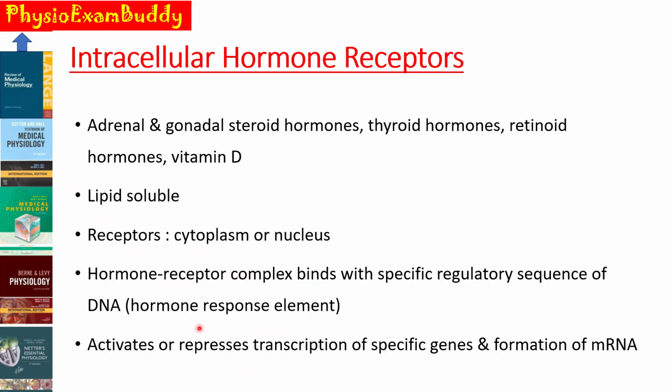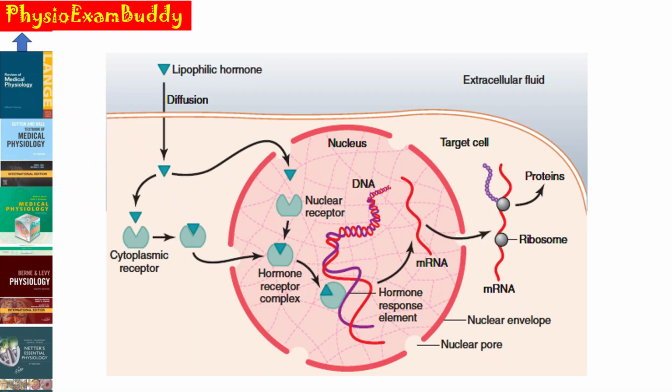And once this binding happens, it will either activate or repress the transcription of specific genes and formation of the mRNA. So this is the classical example of how the intracellular hormones act. That is basically, the lipid soluble hormones, that is lipophilic hormones, will bind with the receptor located either in the cytoplasm or on the nucleus.